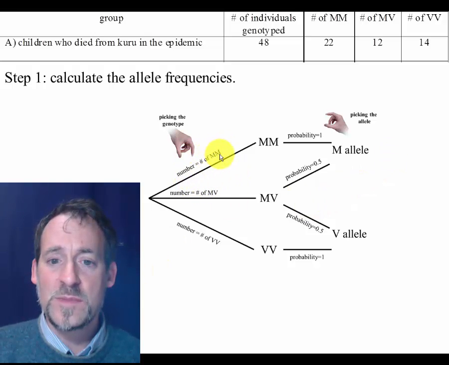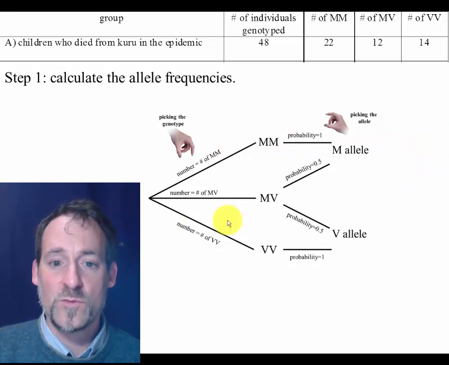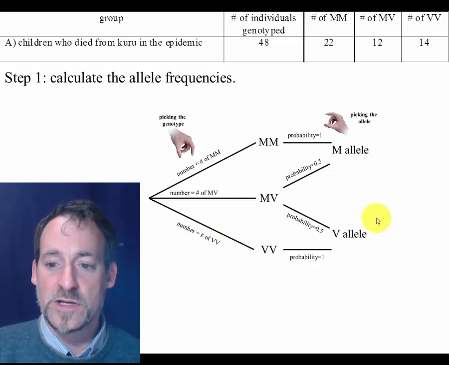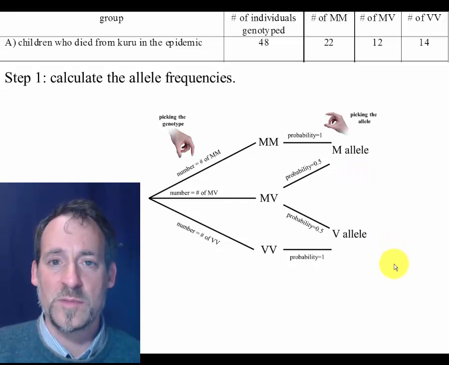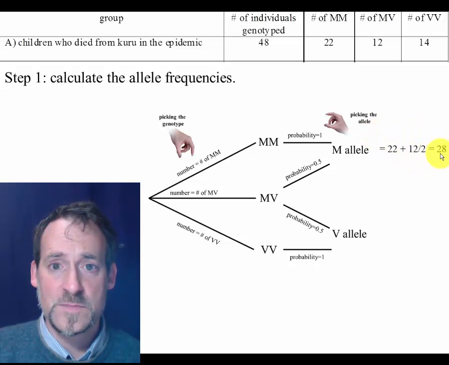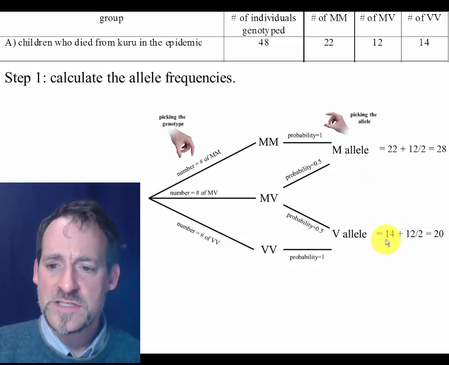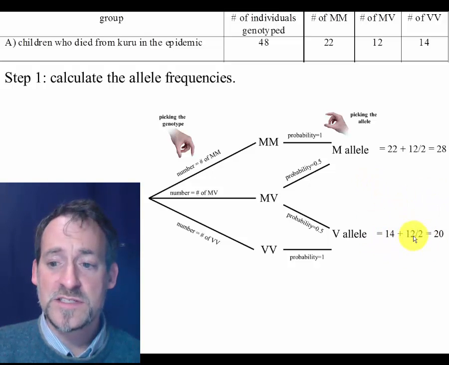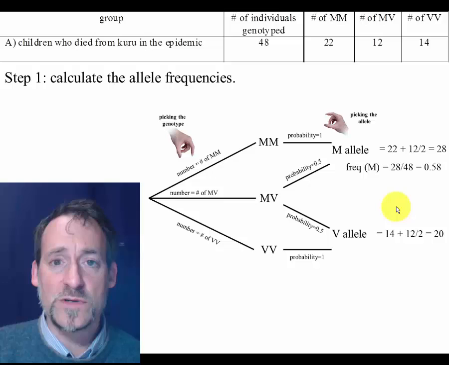If you take the number of MM individuals, they are going to donate M alleles with a probability of 1. VV individuals donate a V allele with a probability of 1. And MVs donate each one with a probability of 1/2. That means for the M allele, you take the number of MMs, that's 22, plus half the number of the MVs, that's going to be 6. Add them together and you get 28. Okay? Down here it's going to be similar. 14 plus 6 equals 20. Frequency of the M allele comes out to 0.58.